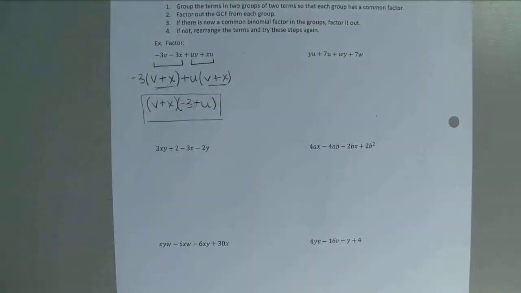You would FOIL, right? You take v times negative 3, you would get negative 3v. v times u, you would get vu or uv. Hey, that was one of our terms. You take x times negative 3, you get a negative 3x, and you take x times u, get xu. So you can always double check your factoring by redistributing.